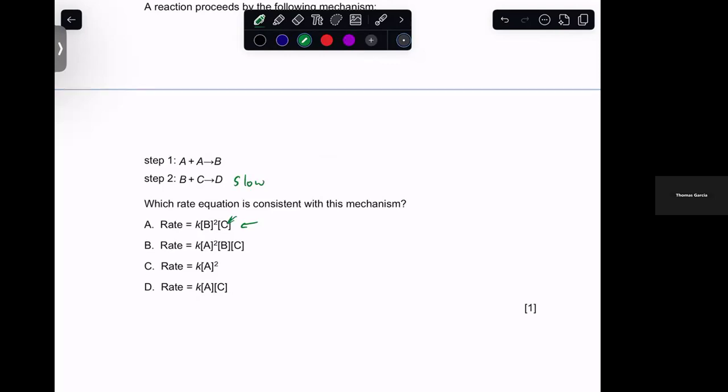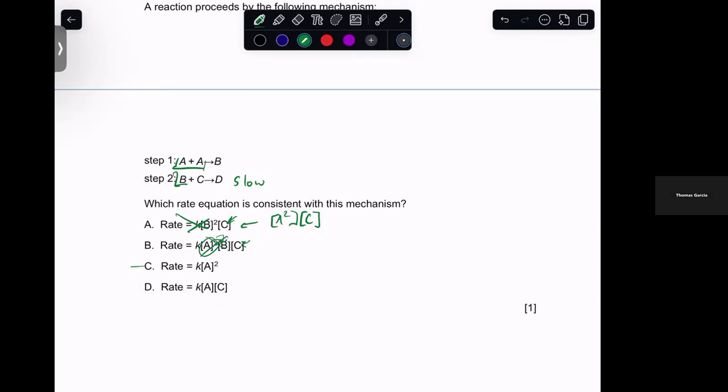Now, I do notice that we only have one B. It is not 2B. And B actually comes from A, so it should probably be A squared C if we're taking it a step back, because B is an intermediate. So it's not A. Again, we have rate is K, A squared B, C. Once again, it has C. Therefore, step 2 would be our slow one in this version. But A squared actually comes from B, so we wouldn't have both of those.